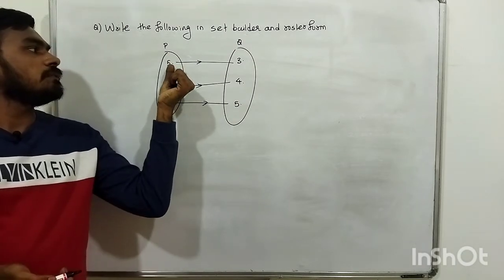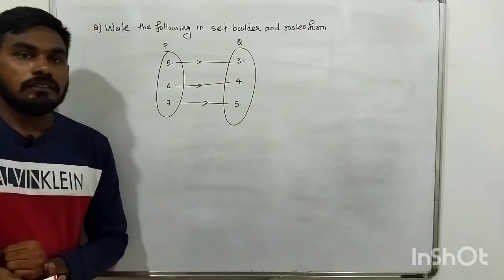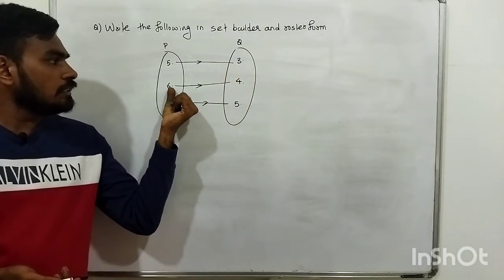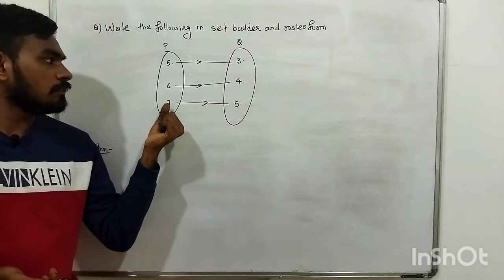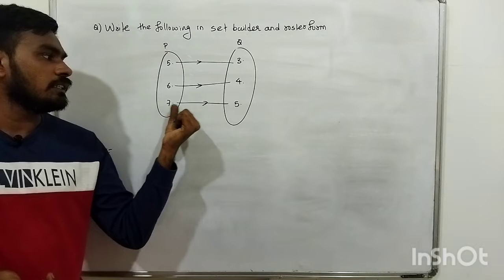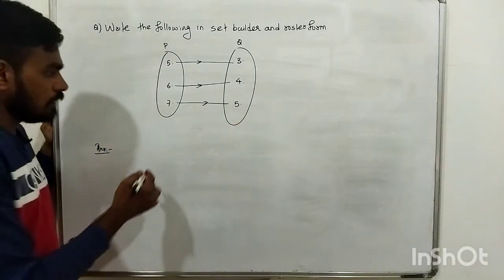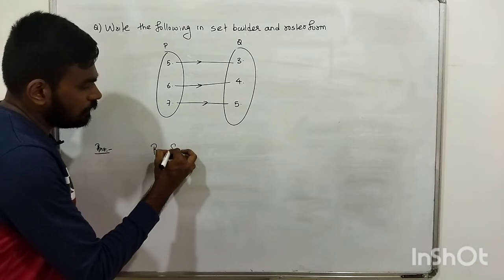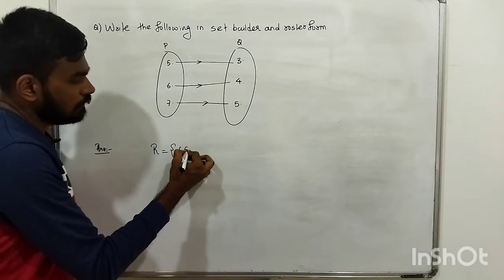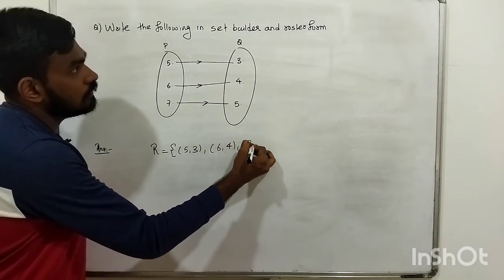In the first set, that is 5, and this 5 is related to 3. 6 is related to 4. In the first set it is 7, it is related to 5 in the second set. So from this, in set builder form, how can you write? In roster form it is easy. Directly you can write 5 comma 3, 6 comma 4, 7 comma 5.